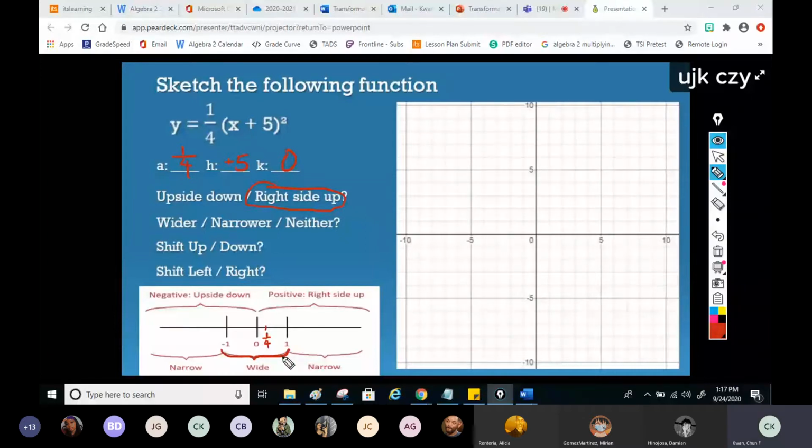So that means the graph is wide. When you draw the graph, make sure that it is really fat, okay? And then did it shift up or down? The K is 0, it's not there. So that means it did not shift up, it did not shift down, okay? So nope, nothing.